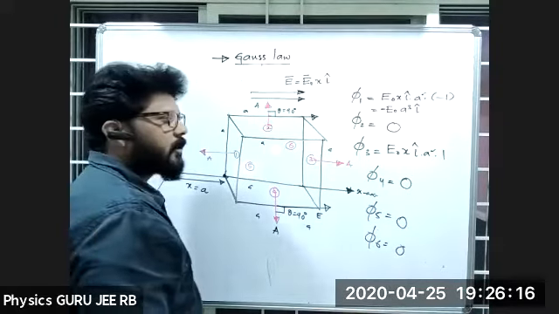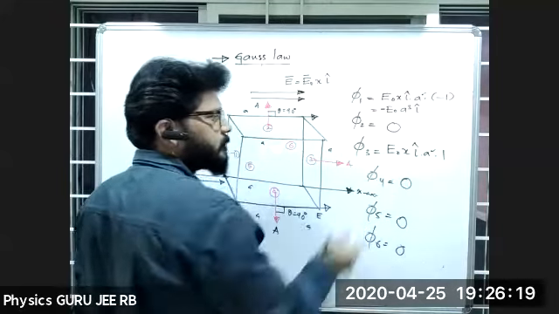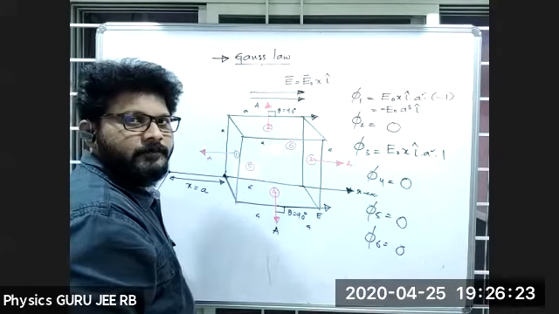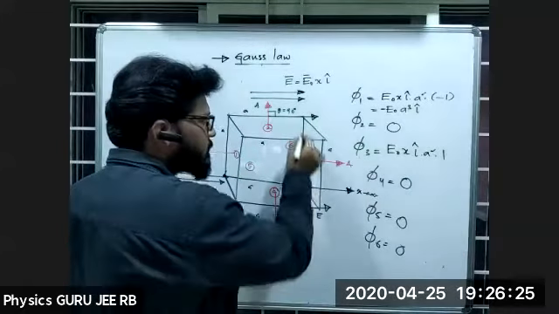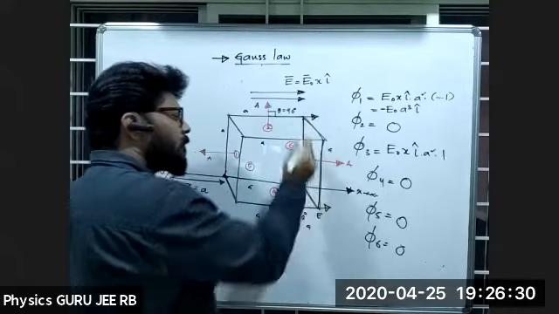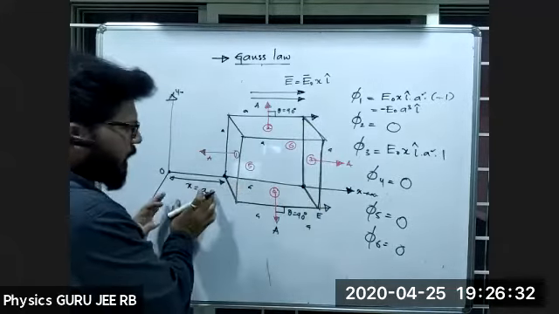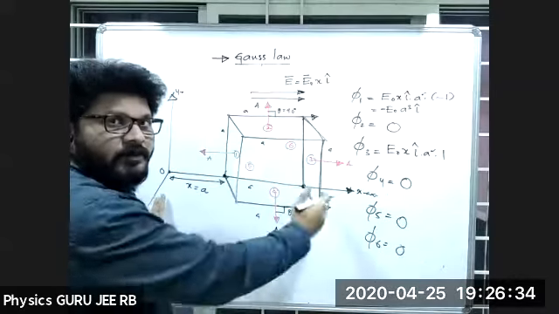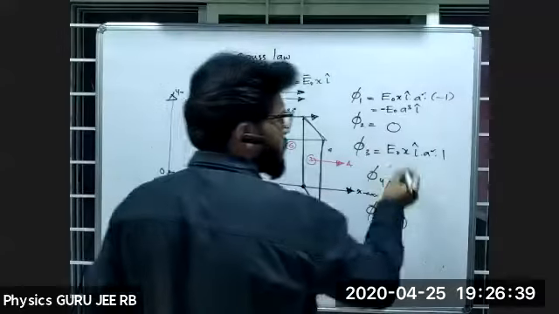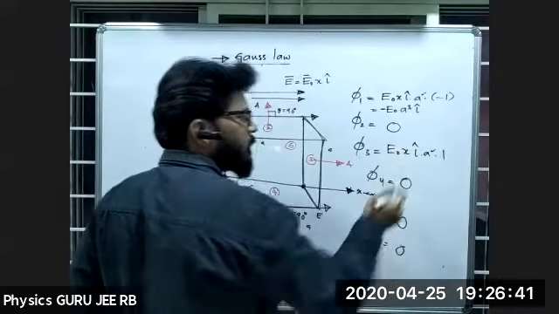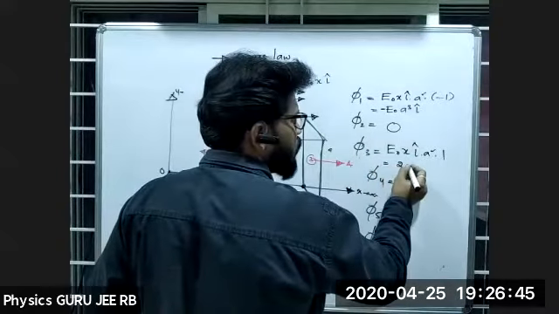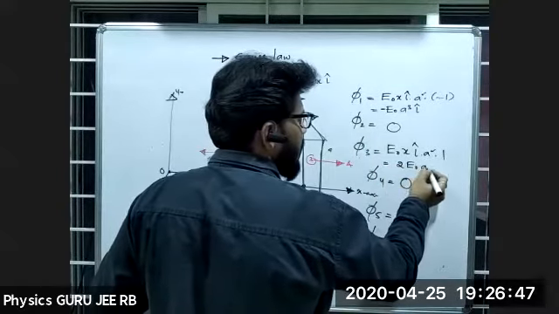Can you tell me now, what is the value of x? It is 2a, because this surface, if you see, from the origin, how much distance is it? a plus a, total 2a. So if you substitute E naught into x, 2a, into a square, here you will get 2 E naught a cube I cap.